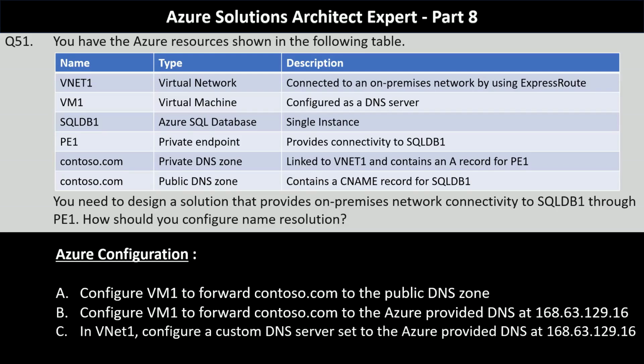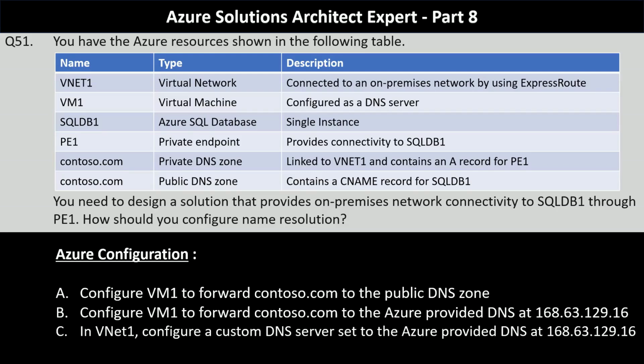Now the virtual network is connected to an on-premise network by using ExpressRoute, and the virtual machine is configured as a DNS server. Azure SQL database is a single instance database, and private endpoint 1 provides connectivity to SQL DB1. The contoso.com private DNS zone is linked to VNet1 and contains an A record for private endpoint 1. And the public DNS zone contains a CNAME record for SQL DB1. You need to design a solution that provides on-premise network connectivity to SQL DB1 through private endpoint 1. How should you configure name resolution?